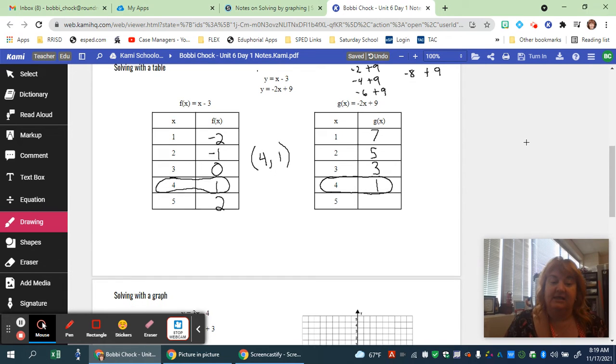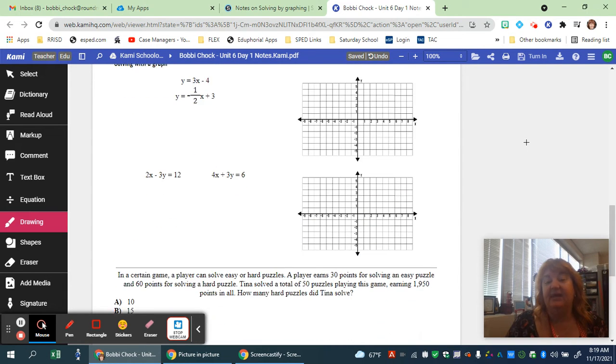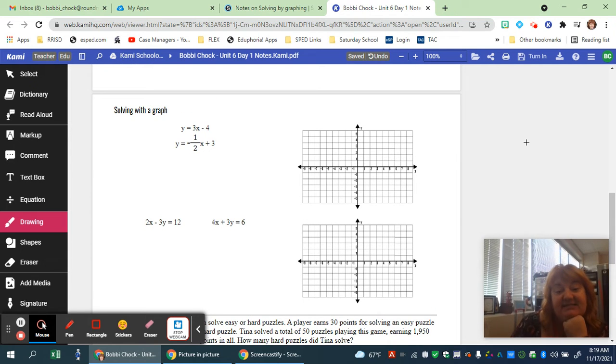Okay? Let's move down to solving by graphing. Now again, to be able to solve by graphing, you must have it in y equals 3x minus 4 form. You must have it in slope-intercept form. That's what we call y equals mx plus b. Then you graph it. You start on the y-intercept. So we're going to start on negative 4. And then we graph the slope, rise over run.